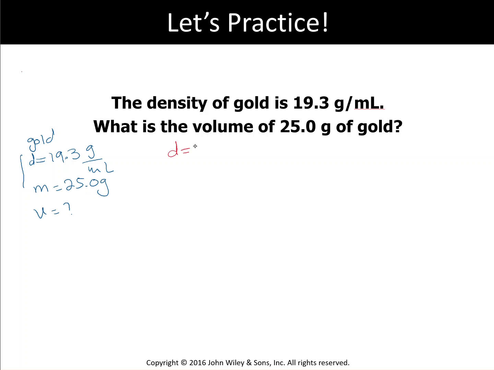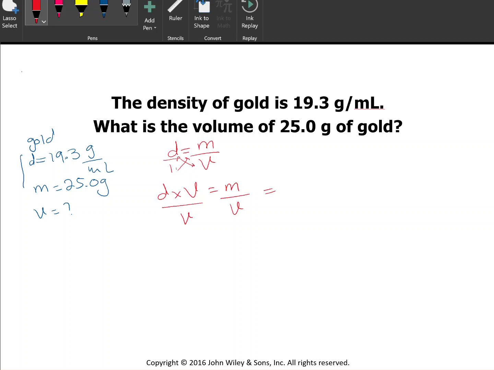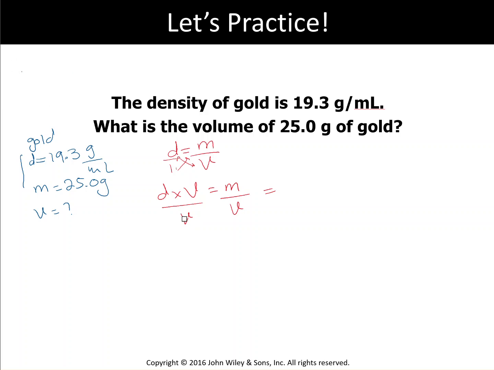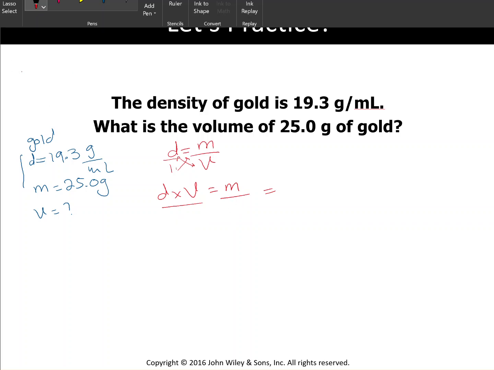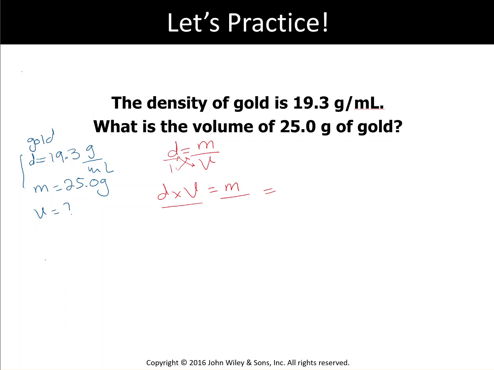So let's look at the formula of density. Density is mass over volume. You want to isolate volume here. So first step, just assume that there is a 1 under the density and cross multiply. Therefore, density times V equals mass. Now, in order to isolate volume, we divide both sides by density, D. Now volume equals mass over density.